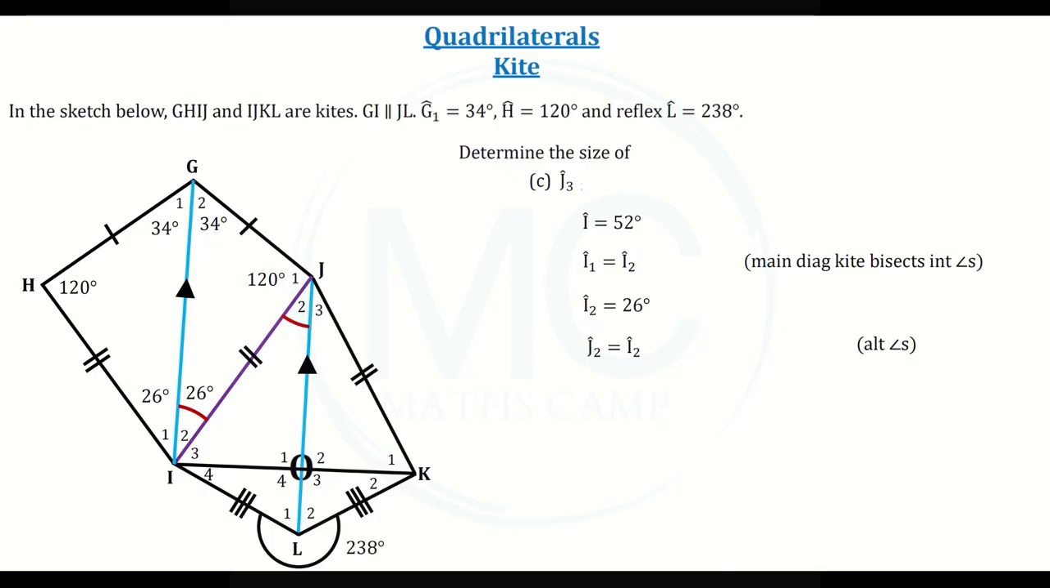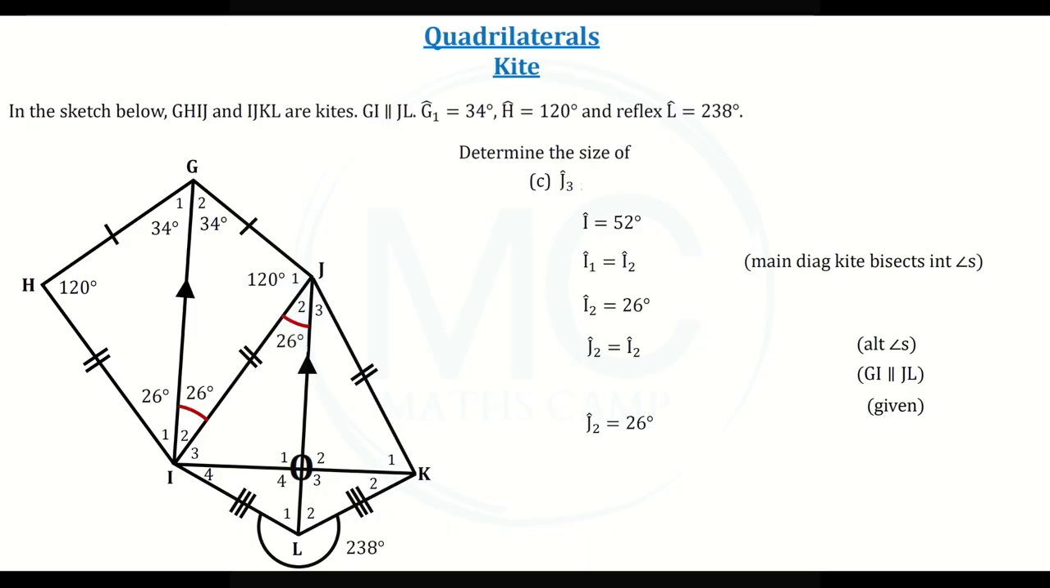But we also need to give a reason why these are alternate angles. In this case, these are alternate angles because GI is parallel to JL. And we know that this is true because this information has been given to us in the question. We now know that angle J2 is equal to 26 degrees. Now on the diagram, let's take our parallel and transversal lines out and write in 26 degrees for angle J2.